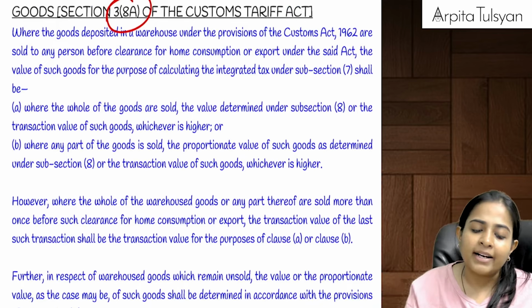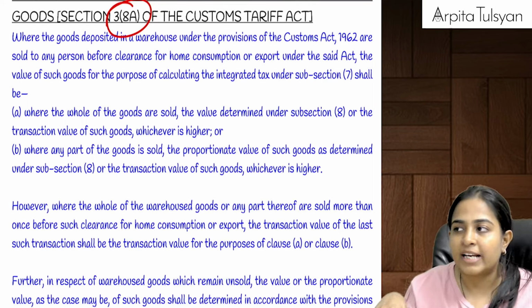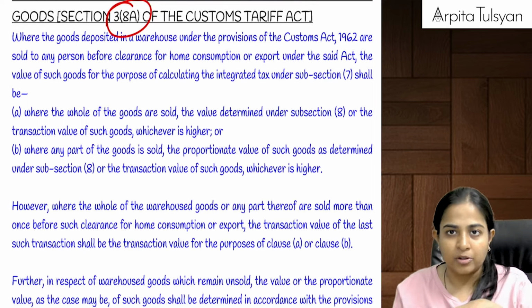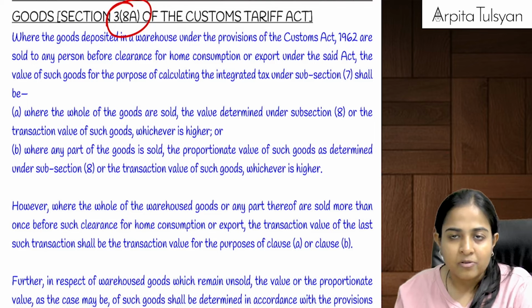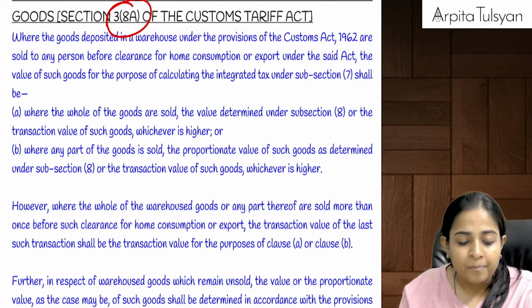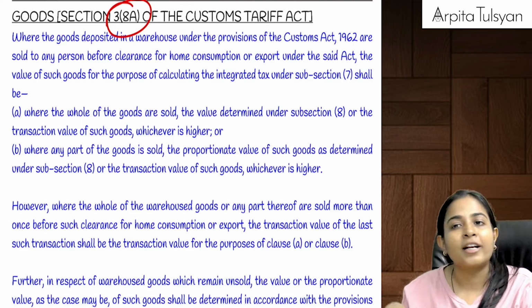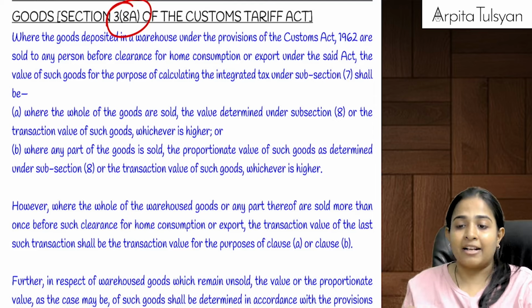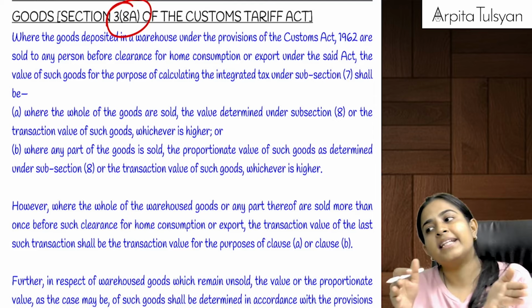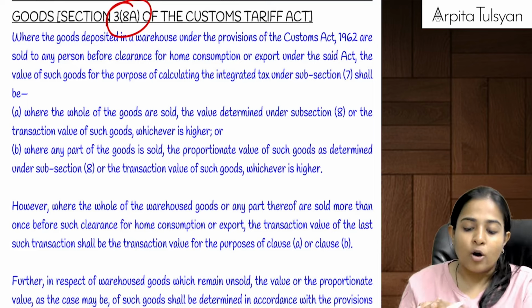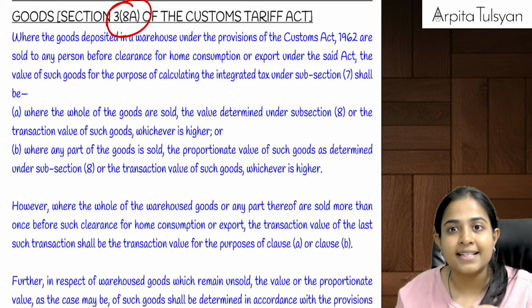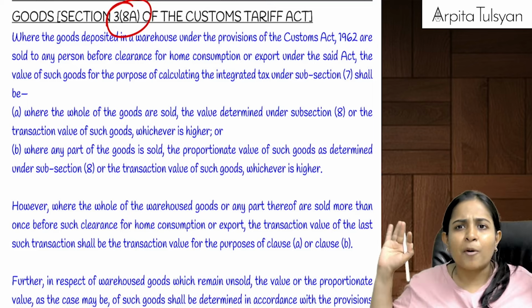Okay, do you recollect we had studied in GST that if the goods are deposited in the warehouse, means I imported the goods, I deposited the goods in the warehouse, till that time there is no duty payable. After that, I did not clear it for home consumption, but when the goods were kept in the warehouse, from there itself I have sold it to someone else. So that was not considered as a supply. So I am free from all the taxes.